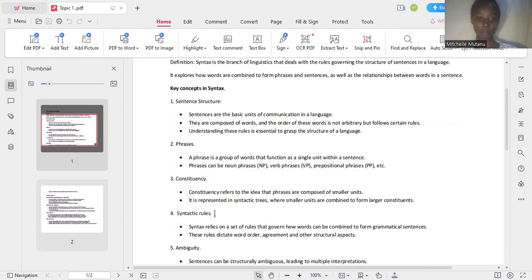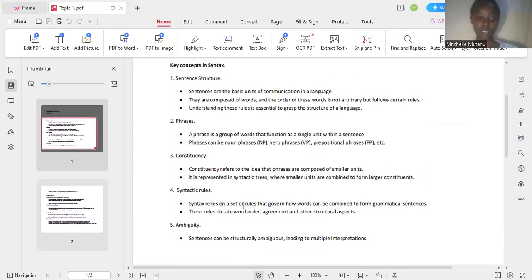Syntactic rules. Syntax relies on a set of rules that govern how words can be combined to form grammatical sentences. These rules dictate words' order, agreement, and other structural aspects.